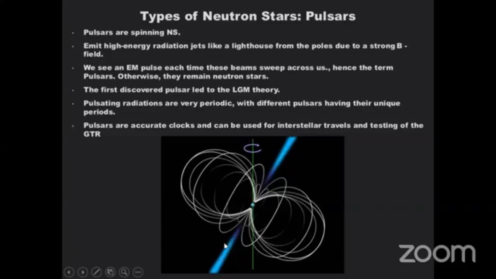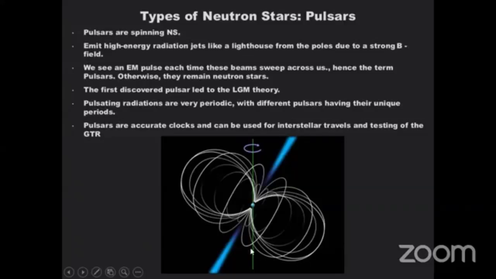So if Earth is aligned with these jets, we see it. As this neutron star is spinning, these jets are sweeping around Earth. So when we see them, we say that it is a pulsar. Otherwise, it remains a neutron star. If we do not see this, it remains a neutron star, so we will not even be able to know it. So all pulsars are neutron stars, because that is how we detect these things.